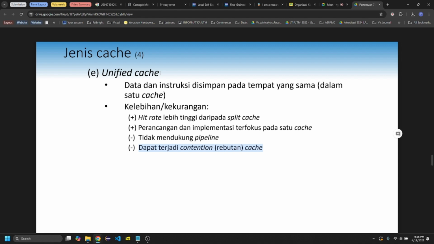So, in the case that the instruction in the memory and the data are in similar memory addresses that need to be stored in the same address in the case, then this case contention can happen.